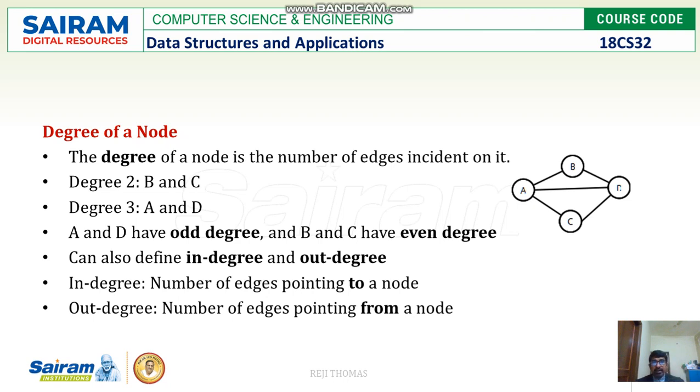There is also something called in-degree, the number of edges pointing to a node, and out-degree, the number of edges pointing from a node. This normally applies to directed graphs, because in an undirected graph there is no direction, so there is nothing called in-degree and out-degree.